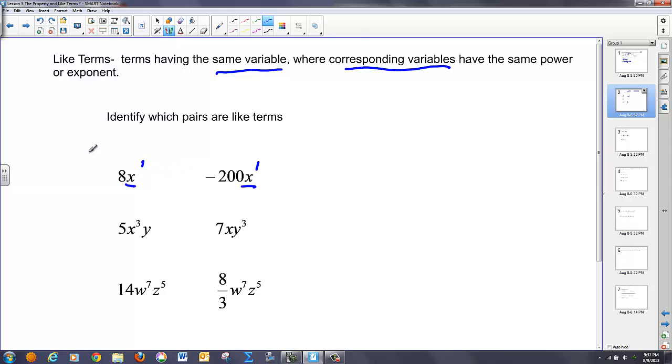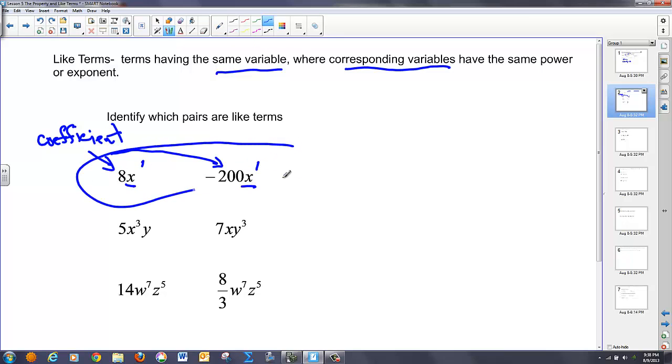Now these numbers in front, which are called coefficients, so the 200 and the 8 are coefficients. Being like terms doesn't state any restrictions on the coefficients. So all we're looking at are the variables and their powers. These two then are like terms.